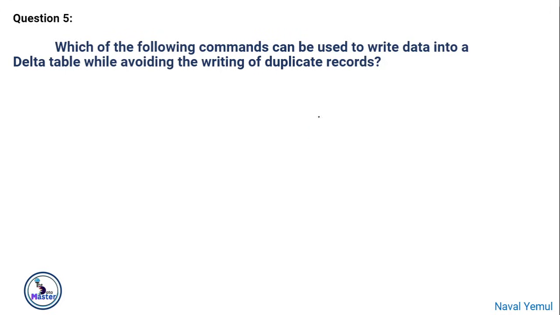Which of the following commands can be used to write data into a Delta table? Please look at the question, guys. Here it may confuse you a lot. They want a command that can be used to write data into the Delta table. What are the different commands? You can use maybe insert, you can use create, and there are many. But what they are specifically looking at is avoiding the writing of duplicate records. They don't want duplicate records.